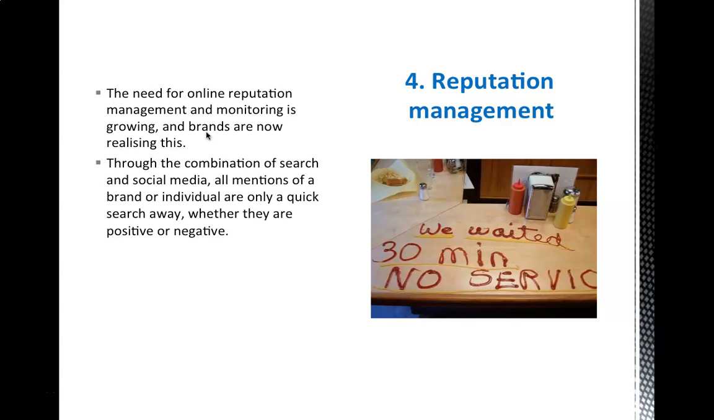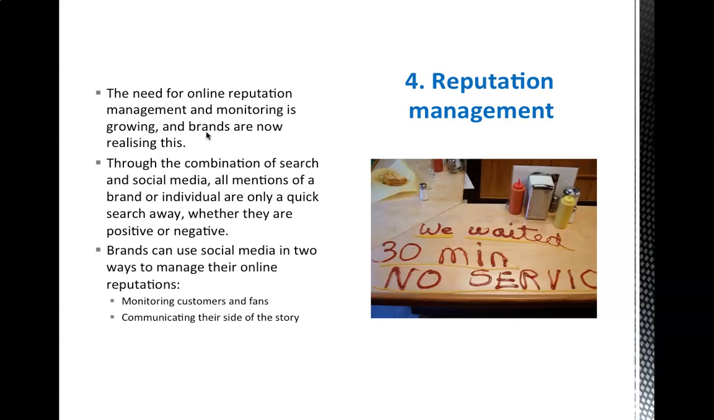Through the combination of search and social media, all mentions of a brand or individual are only a quick click search away, whether they are positive or negative, and that is true. If we need to do research on a company, we Google it, or we Yahoo, Bing, or we type it into Instagram, and straight away we're getting feedback on the company. Brands can use social media in two ways to manage their online reputation: monitoring customers and fans, and communicating their side of the story. Maybe there's more ways than that as well, and if you think so, please leave a comment, and we're learning and improving every day.